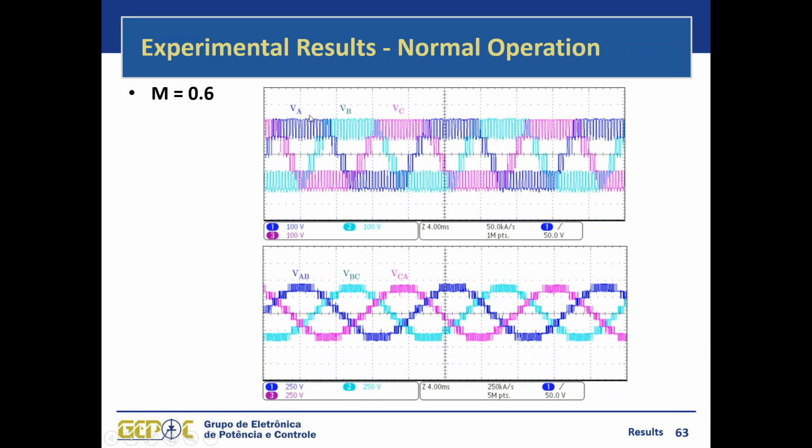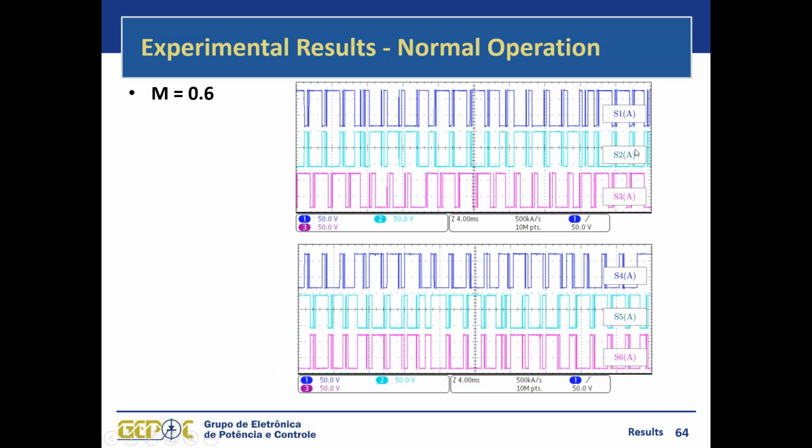So here we have the output phase voltages without faults for M equal to 0.6, and also the line-to-line voltage. We can see the very good performance of the strategy. And here we can see the pulses for the switches of phase A. We can see the very good distribution of the pulses for phase A.